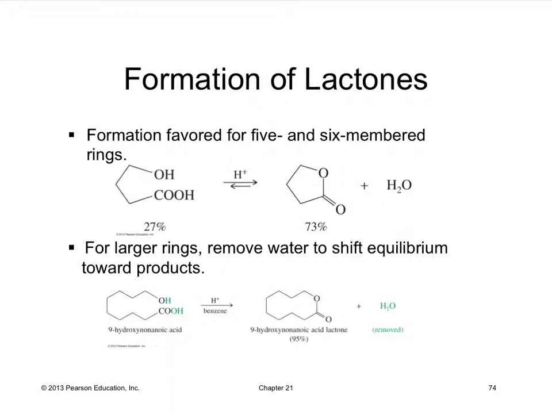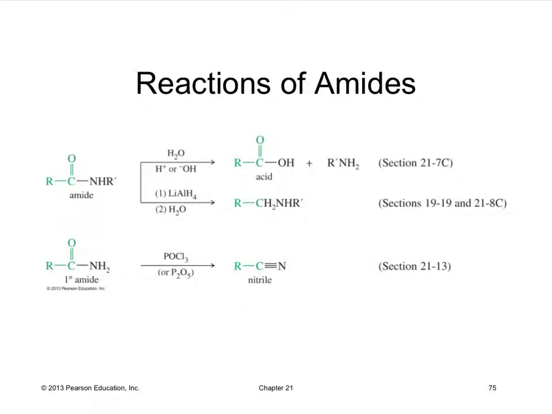Formation of lactones, so if you have OH and carboxylic acid in the presence of acid, this will generate a ring. So 5 and 6 membered rings are favored for lactones. For larger rings beyond 5 and 6, in order to generate the lactone, you actually try to remove the water to shift the equilibrium toward the product. Reactions of amides with water in presence of acid or base will generate acid, the carboxylic acid that is, and amides in the presence of lithium aluminum hydride followed by water workup will generate your amine.